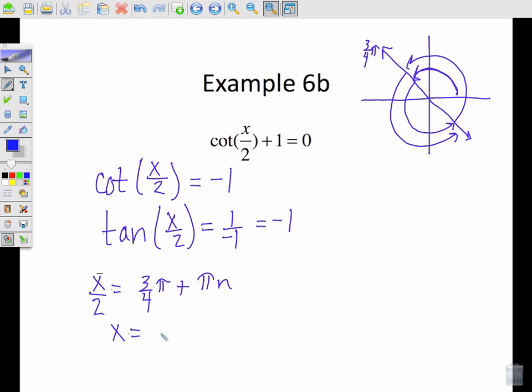So now let's solve for x. So x would equal, multiply the other side by 2. That's going to be 6/4 or 3/2 pi plus 2 pi n, multiplying by 2. All right, those are your solutions.